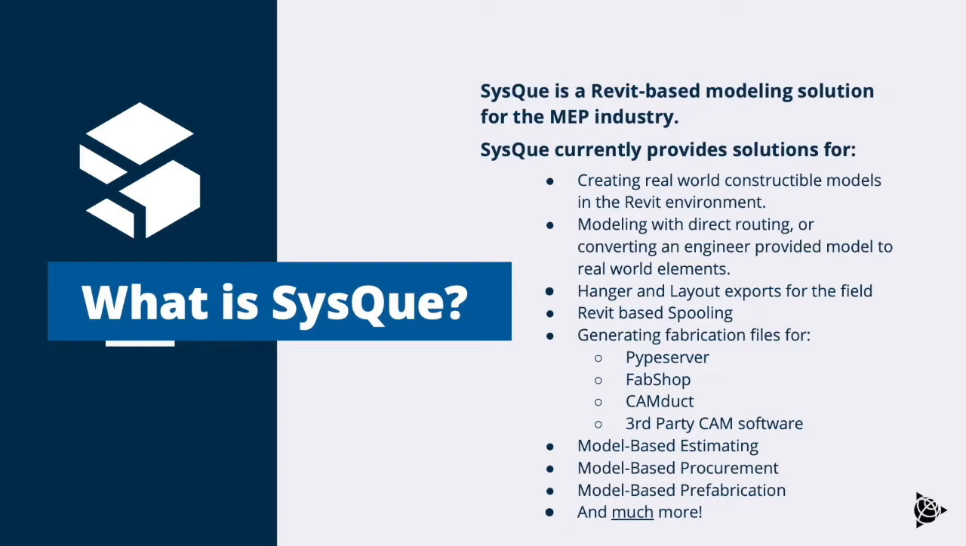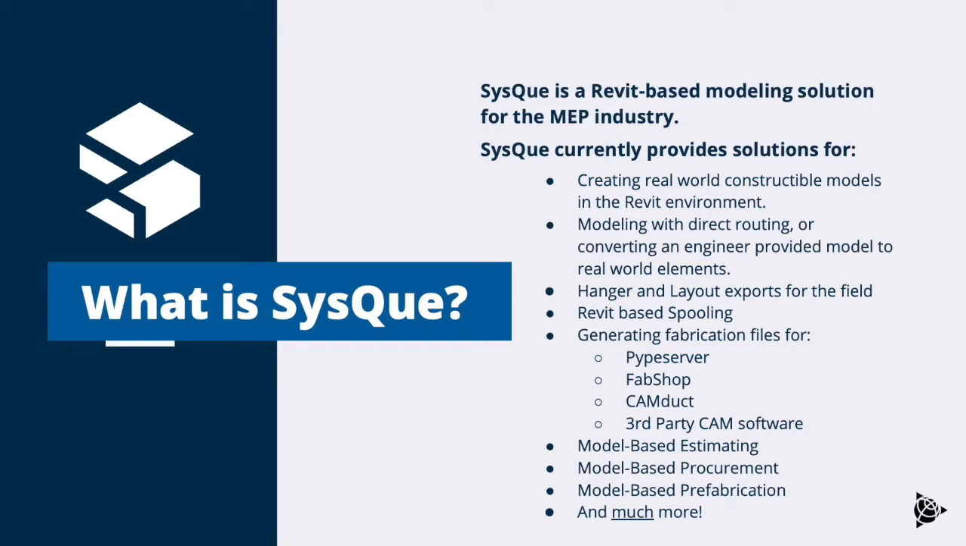So currently, we provide solutions for creating real-world constructible models in the Revit environment. We facilitate modeling with direct routing, or if you're a user who gets a model from an engineer, you can convert that model into those real-world elements. There's also solutions for hanger and layout exports to provide to the field. Revit-based spooling really supports the workflow all the way from modeling to prefabrication into fabrication, and generating the fabrication files for Pipe Server, Fab Shop, CAMduct. If you use a third-party CAM software, we support that as well.